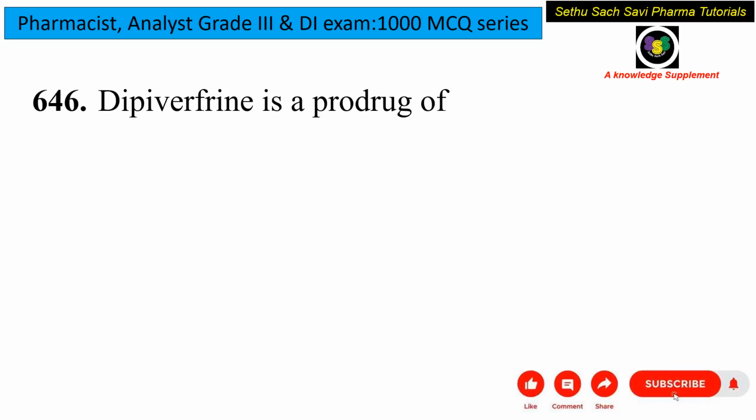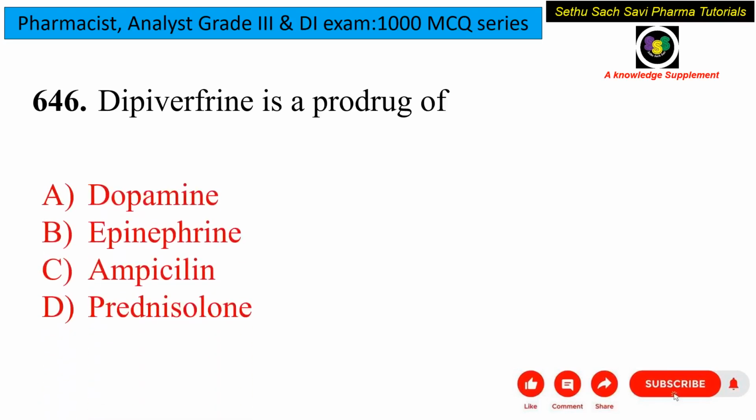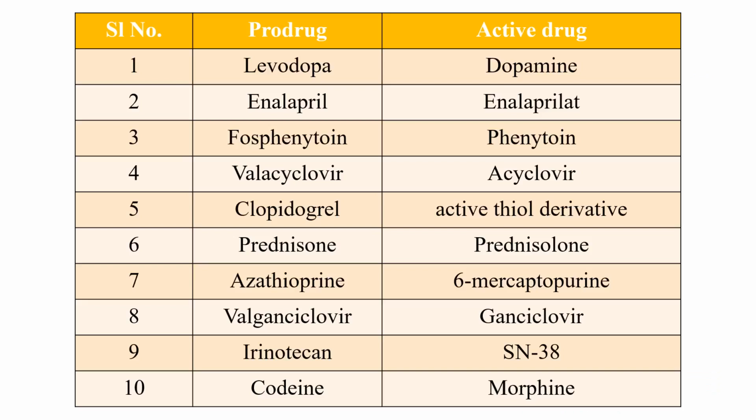Dipivefrine is a prodrug of... is it dopamine, epinephrine, ampicillin, or prednisolone? See, some of the prodrugs we have, such as levodopa. Levodopa is converted to dopamine. What about enalapril? It is converted to enalaprilat.